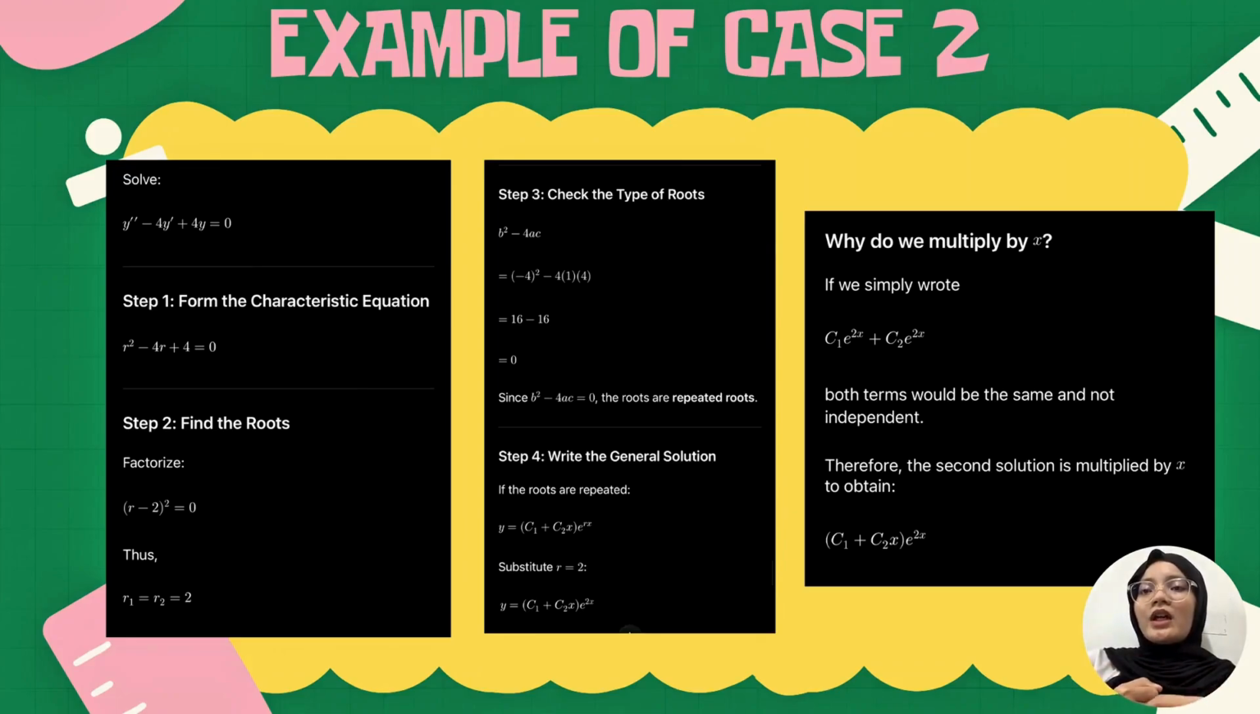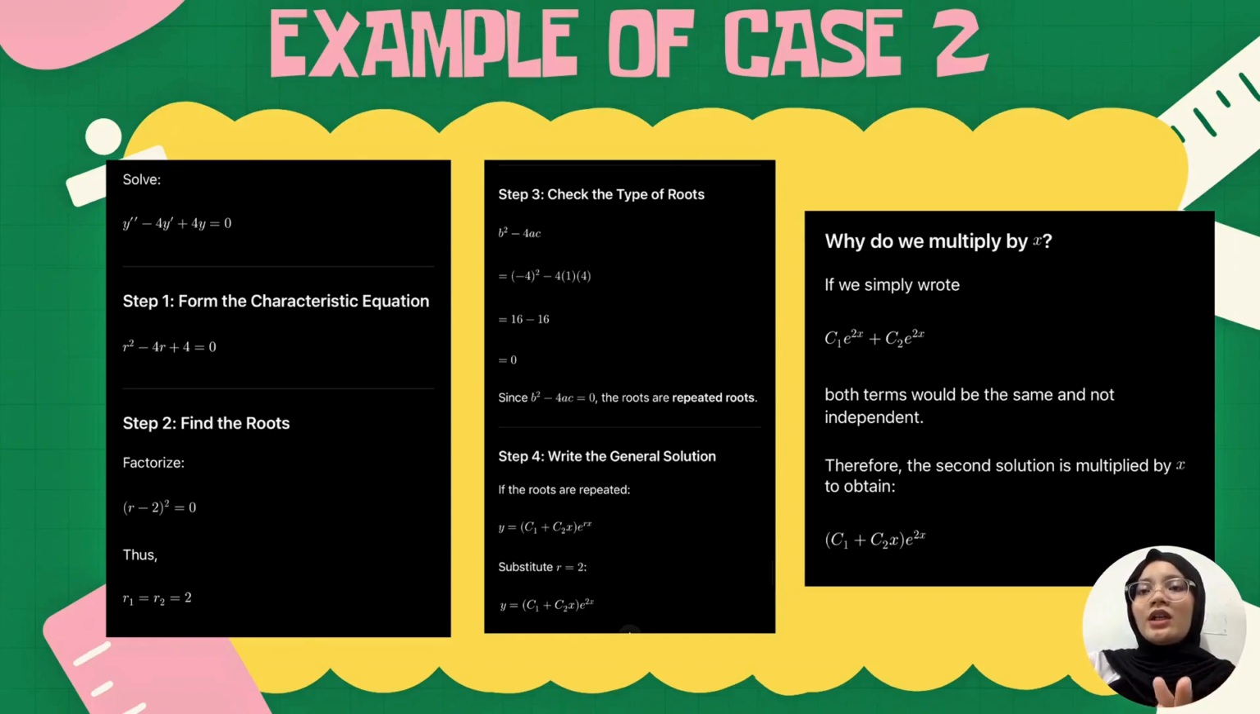So, to write the general solution, we know that y is equal to (c1 plus c2x) e^(rx). So, we need to substitute the roots that we got earlier. So, we get y is equal to (c1 plus c2x) e^(2x).